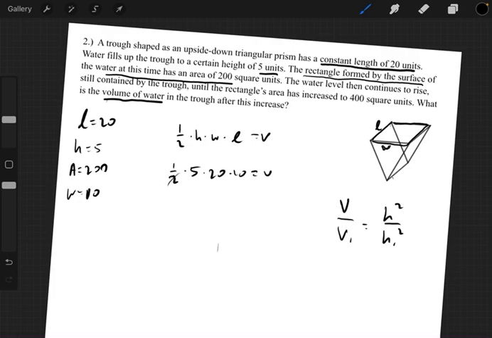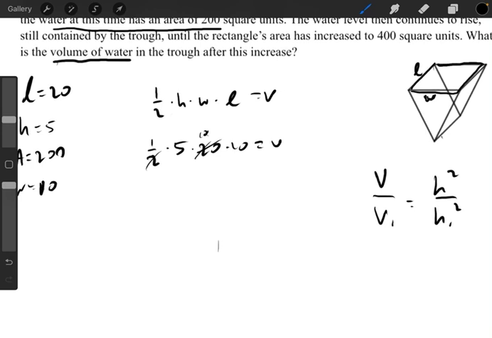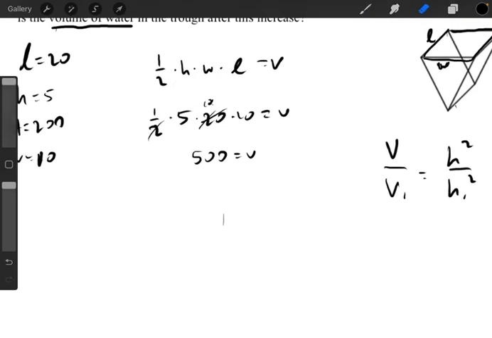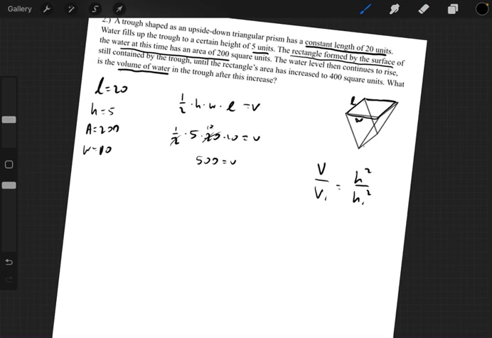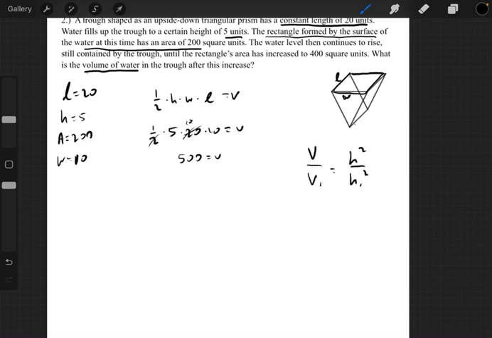I'm going to go like that to get another 10. That's just going to become a 10. And you get your volume to be equal to 500. That's your initial volume. Remember, the reason we did that is so that we can set this up. We've got a height. We've got one level and continues to rise.